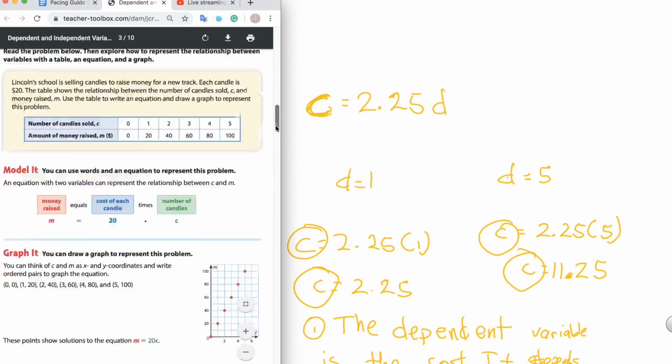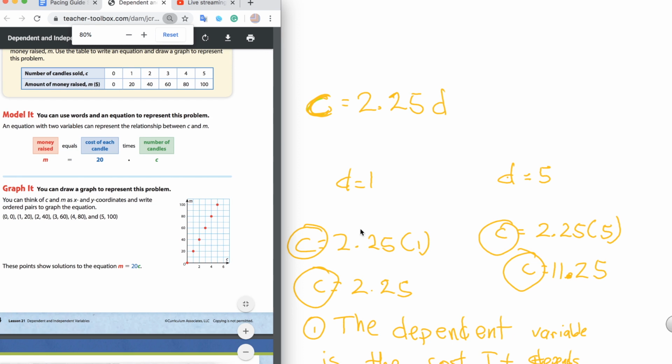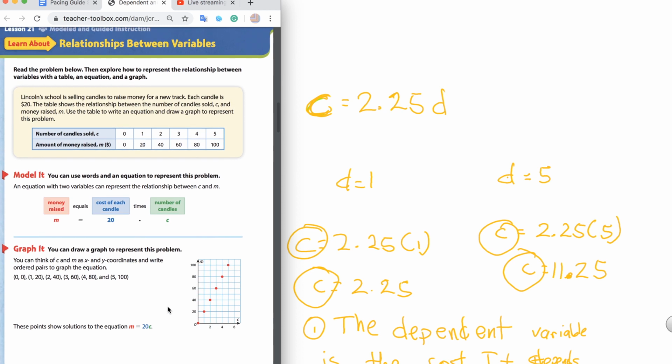Now is this our last page? 214, let me see. 214 is explaining this problem here, and then they explain it with an equation with letters and numbers. And right here, the letters, remember, they're called our variables. They make a dependent variable, which is money raised. The money raised depends on the cost of each candle times how many candles. So if they buy 3 candles, it's going to be 3 times 20, and it costs $60 that they raised.